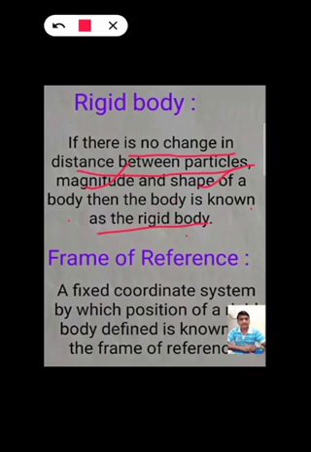So there may be more number of frames of reference around an object. With reference to one frame of reference, an object may be at rest. If we observe the same object with reference to another system, it may be in motion. That means the state of position of an object is different in different frames of reference.